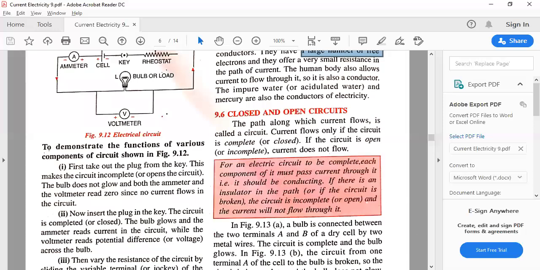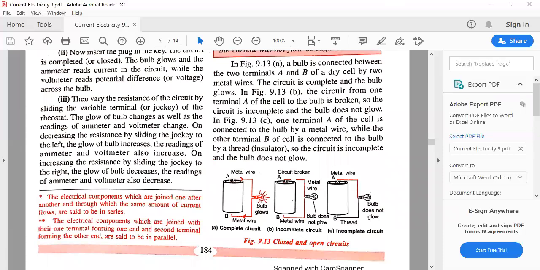Now there is an experiment done here. If you see, okay, there is a metal wire connecting from plus to minus. The bulb is glowing. Okay. Now if the circuit is broken, what will happen? The bulb will not glow. Okay. And the third condition, that at one side of the bulb there is a metal wire connected and the other side there is a thread connected. Now this means there is a conductor and insulator together. Yes, so the circuit is incomplete, so bulb will not glow.